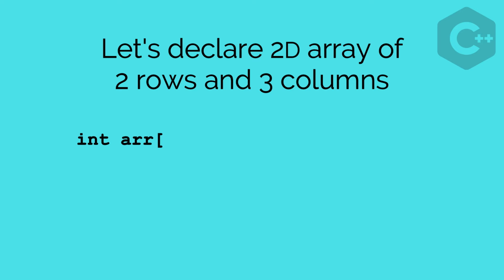I will have two pairs of square brackets where the first one will be for the rows and the second one will be for the columns. So I have 2 and 3. Let me also assign values here. Later on we will get input using cin. So I will say is equal to and curly brackets.